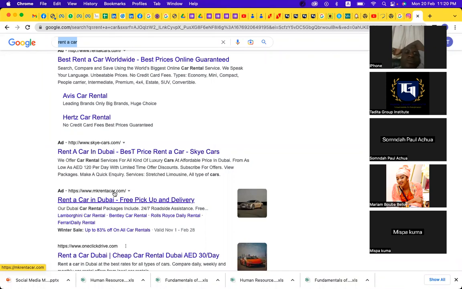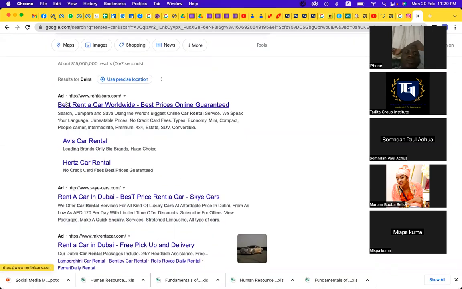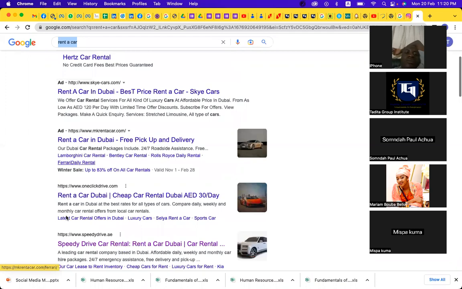Now, why do we call it PPC? PPC here simply means that whenever you see a paid ad, note that Google will only charge the company that created that ad whenever you click on their ad. After searching this word rent a car, we had various results. We had 1, 2, 3.